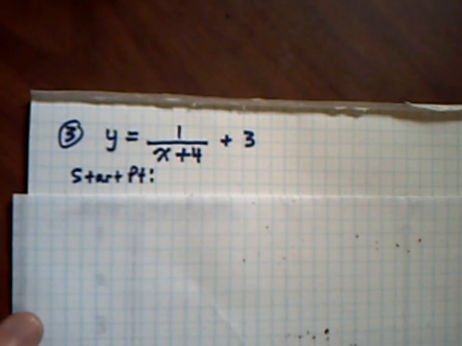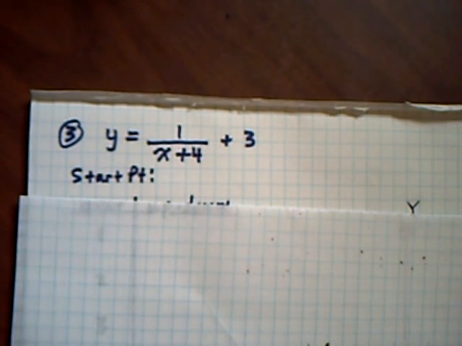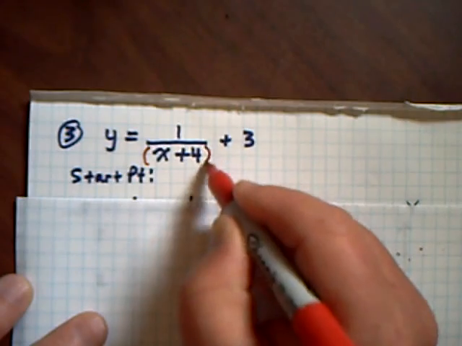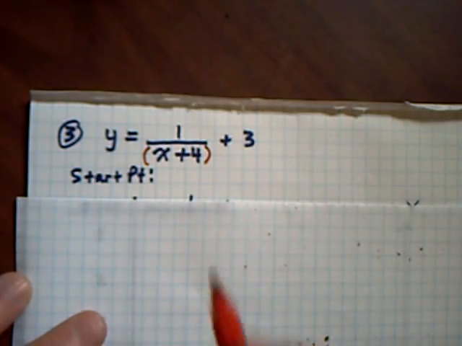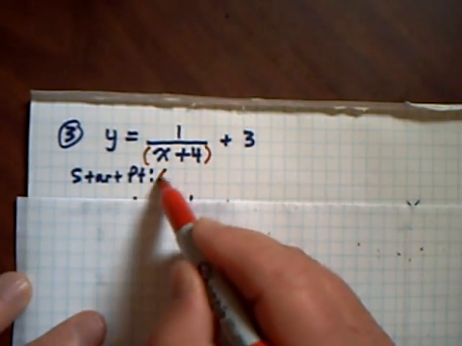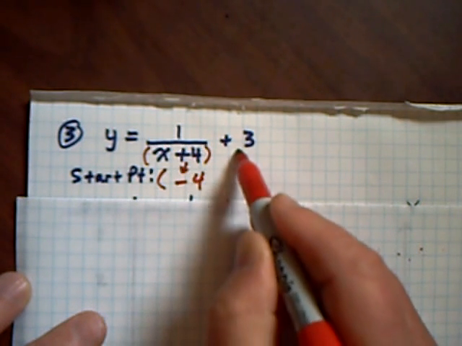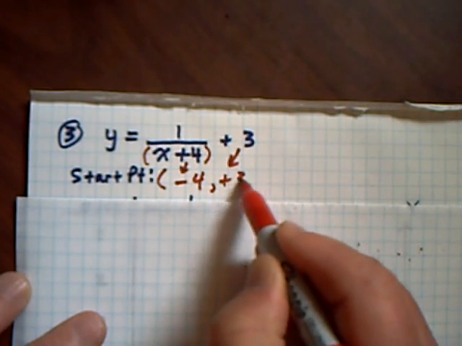Okay, the third in our series is a reciprocal graph with a new starting point. So y equals 1 over x plus 4, all plus 3. Now, when you put this into your graphing calculator, that's going to have a bracket around it. So bars are like brackets. So our new starting point, take the opposite of that. It's going to go to the left 4, but take the same as that. It's going to go up 3.